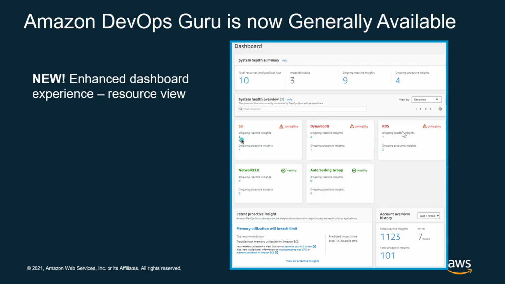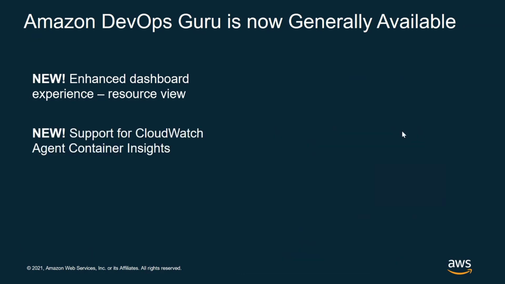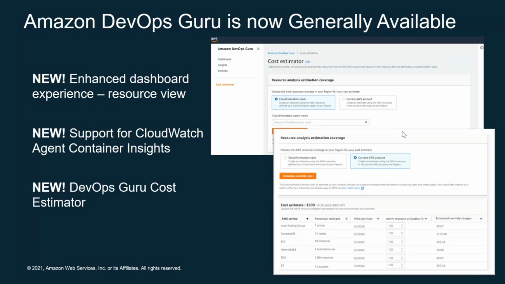And we're really excited to announce that Amazon DevOps Guru recently went general availability. We were able to roll out a few new enhancements. The resource view that I showed you as part of the demo is brand new, as well as our support for CloudWatch Agent Container Insights. So if you're using EKS, ECS, and EC2, and are also using the Container Insights, the CloudWatch Agent, we have even more improved detectors for those use cases.